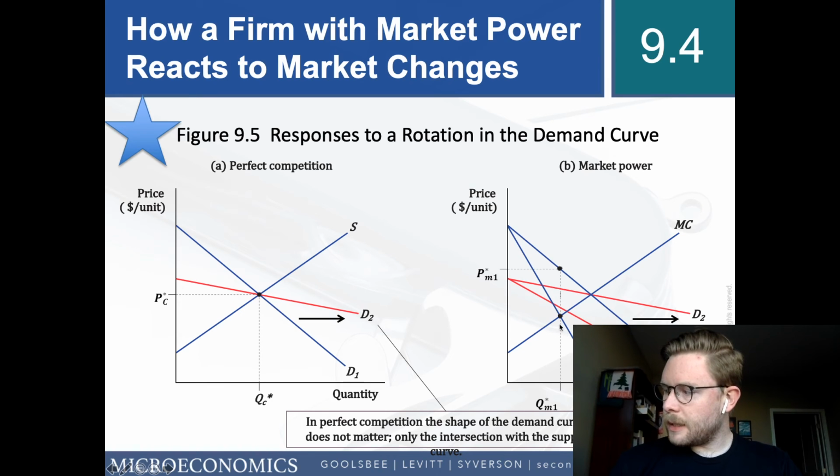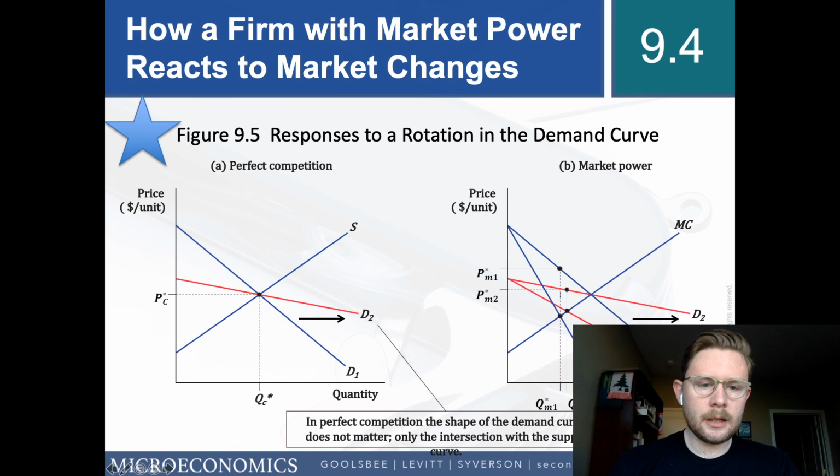Over on the market power side, though, we have this marginal cost equals marginal revenue equilibrium point to start. But when the demand curve becomes flatter, the marginal revenue curve becomes flatter. And so we have a new equilibrium, MC equals MR, and a new price. So price decreases, and the quantity demanded, or the quantity supplied, increases.